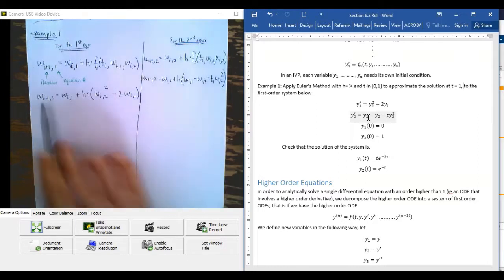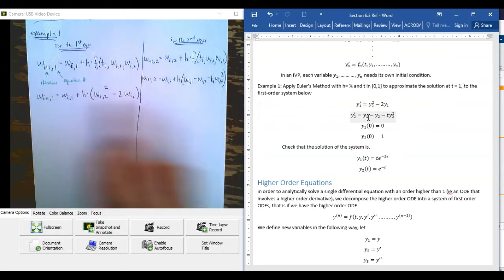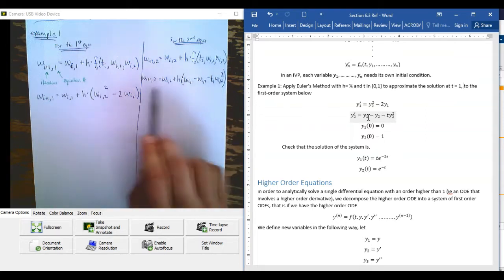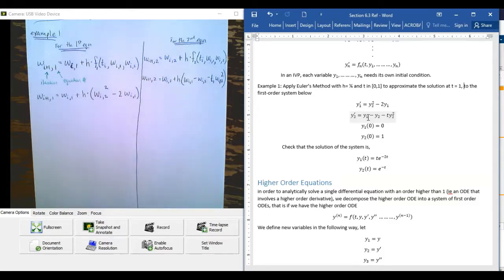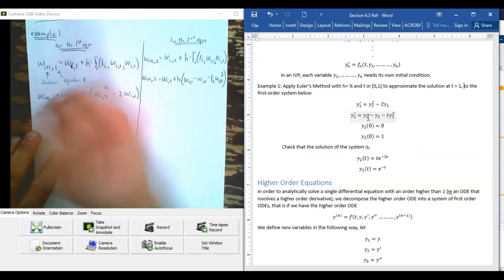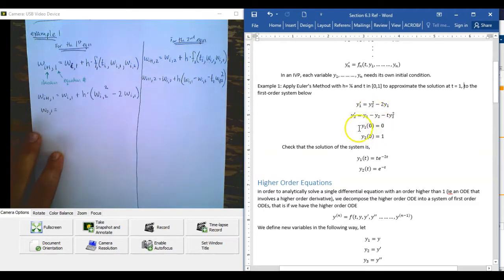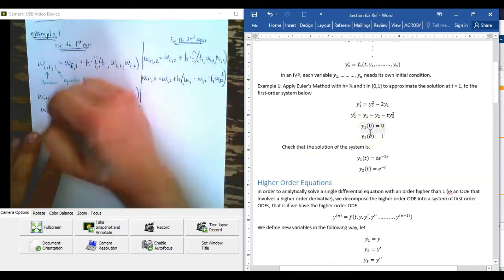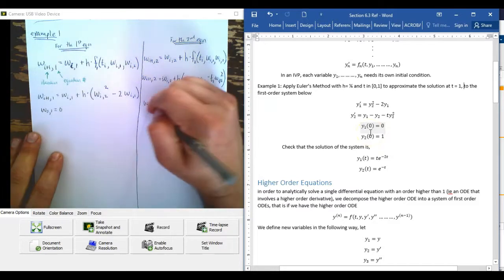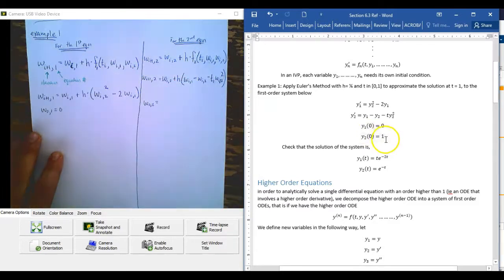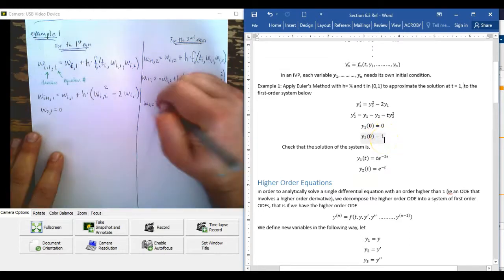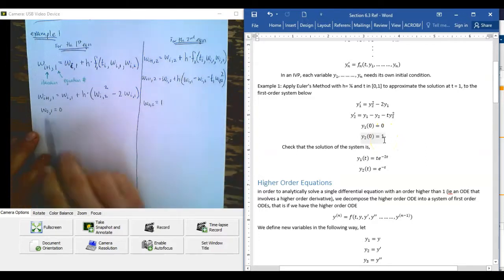So let's start. We'll do one round of Euler's method for this guy and this guy simultaneously. Again, we're going to need this approximation in the next step. So we have W01. W01 is just the initial condition for the first equation, so that would be 0. We also have W02. The initial condition is 1 for this guy. Okay, so let's go through here.